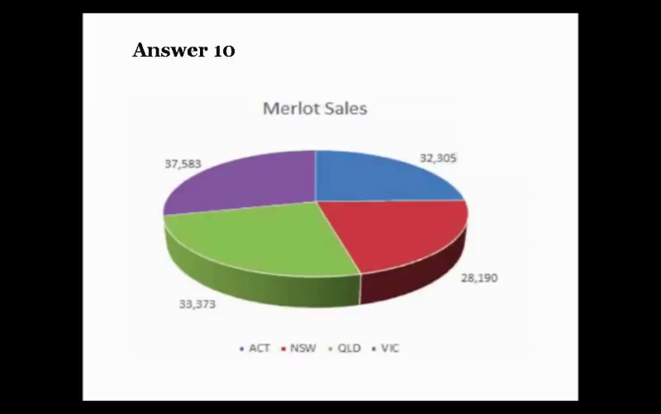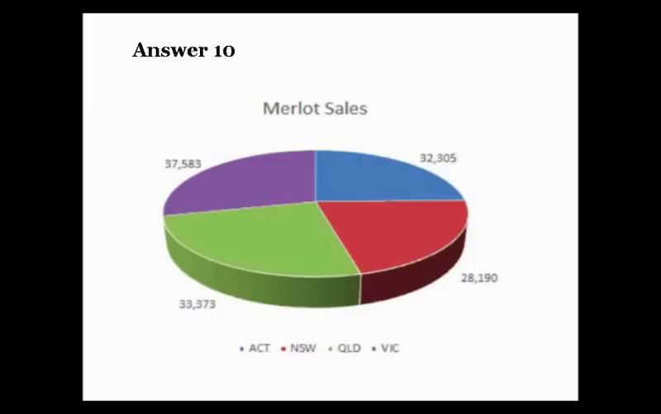The pie chart gives information about the mallet sales. To begin with, we can see that there are four categories in comparison, which are ACT, New South Wales, Queensland, and Victoria. According to the graph, the sales in ACT is 32,305, the sales in New South Wales is 28,190.